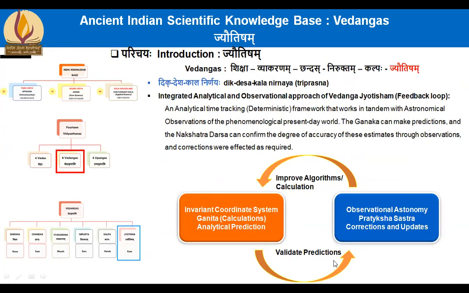Then if you look at this slide here, an analytical time tracking framework that works in tandem with astronomical observations of the present day world, you can say. Ganaka can make predictions. Nakshatra Darsha can confirm the degree of accuracy of these estimates. And effective corrections are being made as and when required.